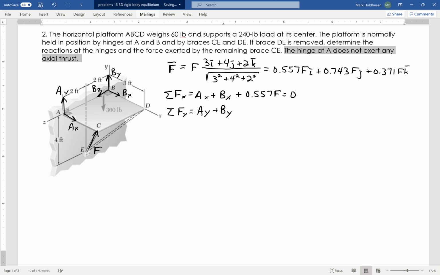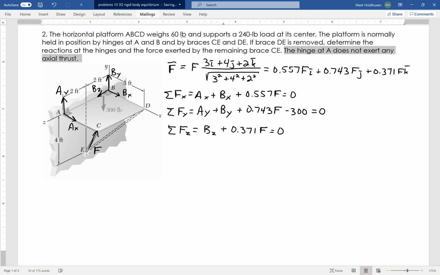I'm going to have the 0.743 F, and then I've got my minus 300 acting straight down, okay? We'll set that equal to 0. Now we go to the Z. Now this time I only have BZ, right? There's no axial thrust, so there's no AZ. But I do also have my force, which will be 0.371 F equals 0.